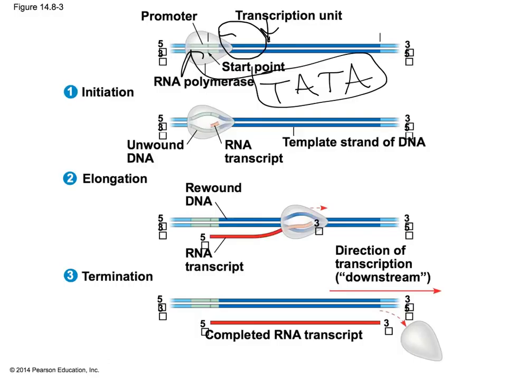It adds nucleotides in the 5' to 3' direction, producing the transcript until it reaches a termination signal. So a termination signal is inherent in the DNA. The RNA polymerase loses its ability to bind and separates, and that's your termination signal. Pretty simple. What you end up with is a completed RNA transcript.